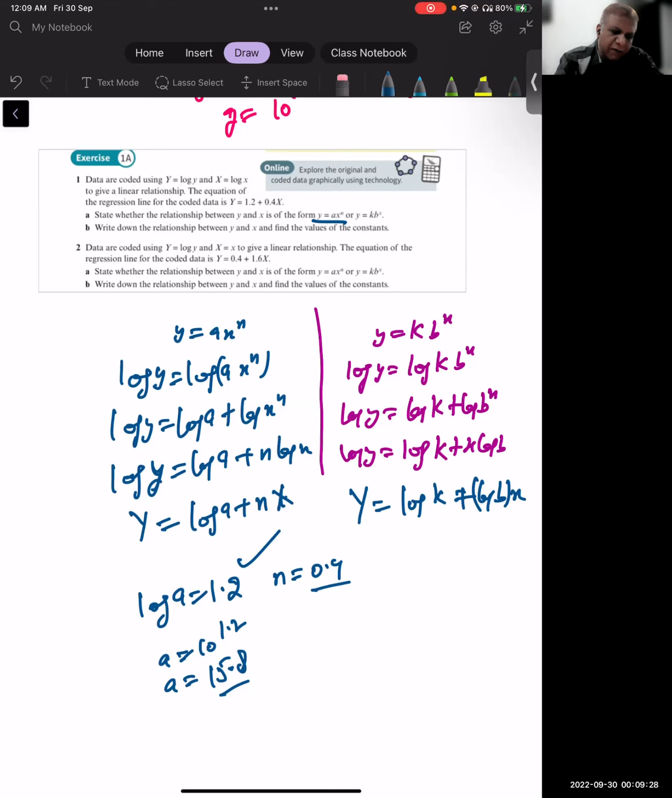The data are coded capital Y is equal to log y and capital X is equal to small x. To give a linear relationship, the equation of the regression line for the coded data is Y is equal to 0.4 plus 1.6X. State whether the relationship between y and x is in the form of y equal to ax to the power n or y is equal to kb to the power x. If there is a relationship, then find the values of the constants. Now tell me what the values are.